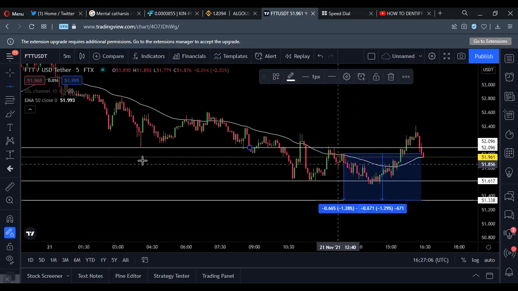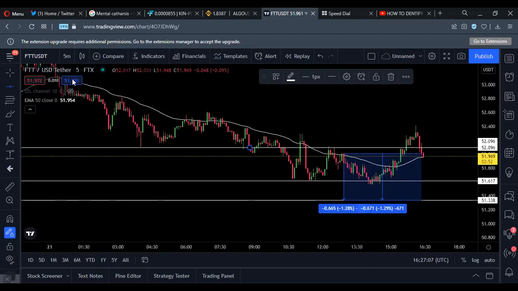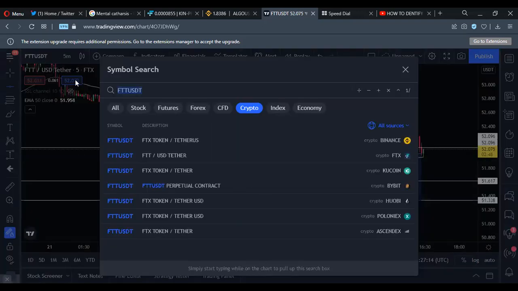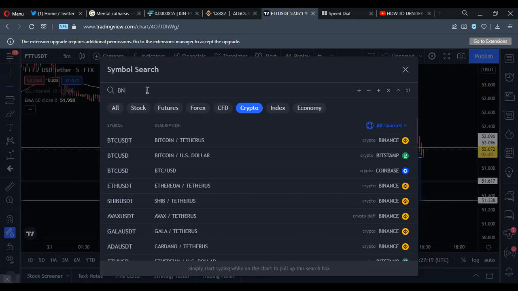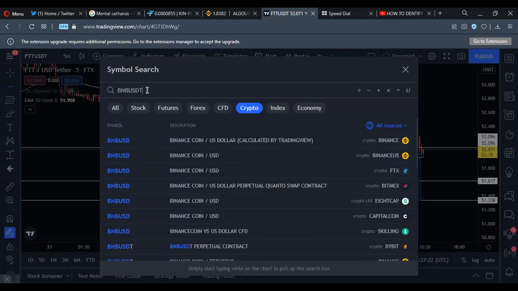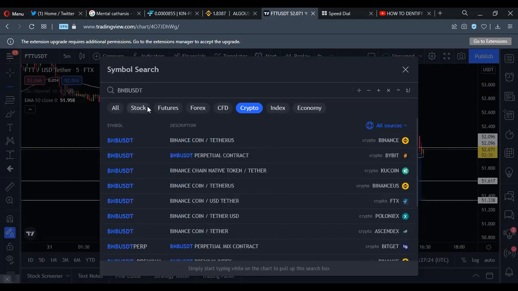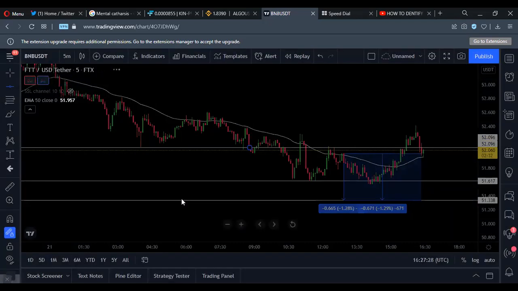The coin we used in testing this is FTT. So let's try it out for another coin. Which coin now? Let's try maybe BNB USDT on FTX. So we'll be using BNB for that.